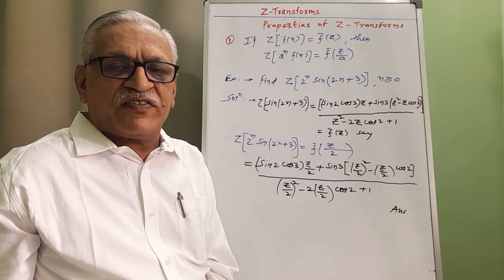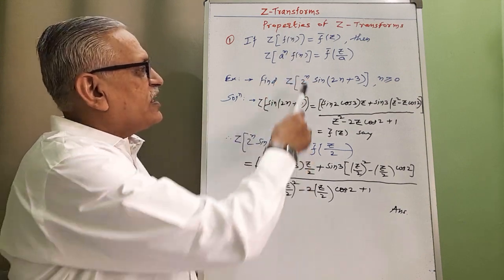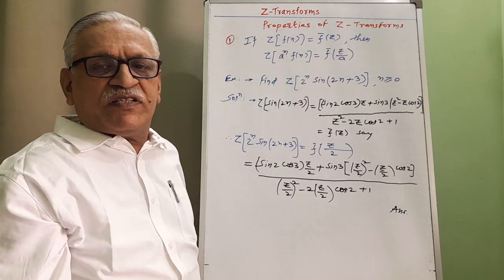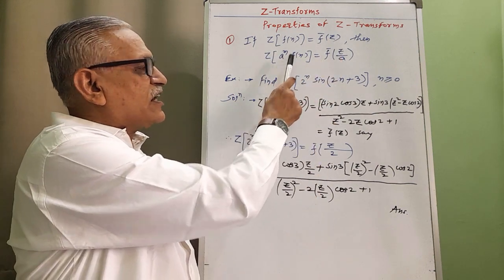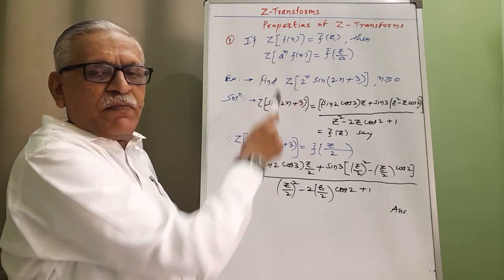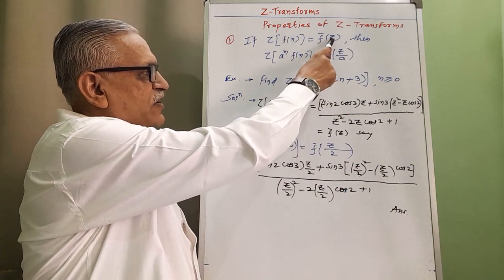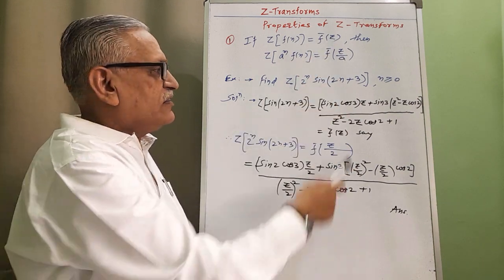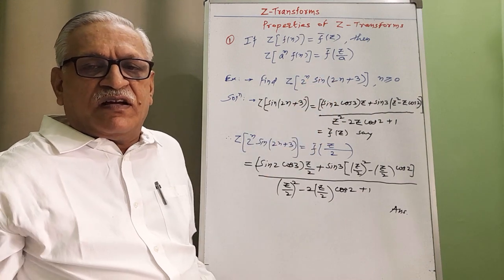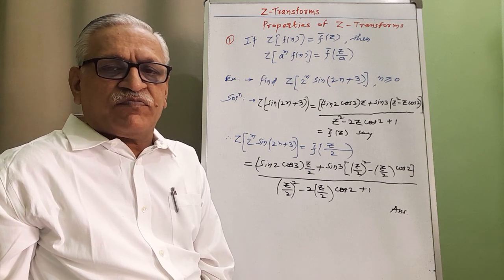Therefore in this video I have discussed two simple problems based on this property. Once again I will repeat that property. If Z transform of f of n is f bar of z, then Z transform of f of n multiplied by some a raised to n is obtained by replacing z by z by a. Therefore it is equals to f bar of z by a. In my next video I will discuss the second property of Z transform.